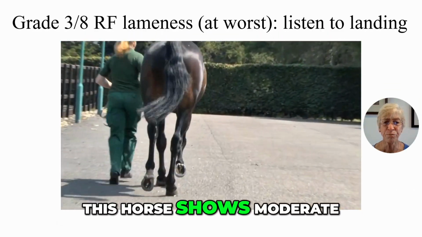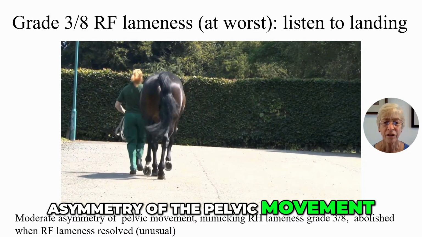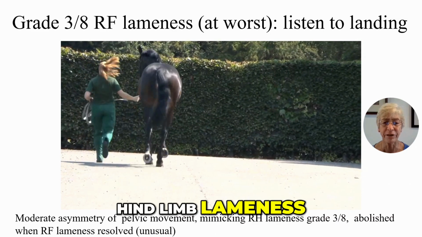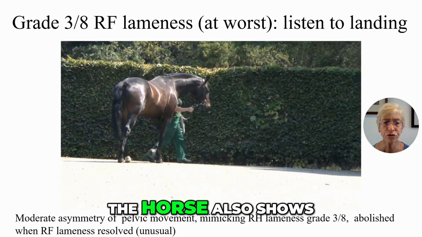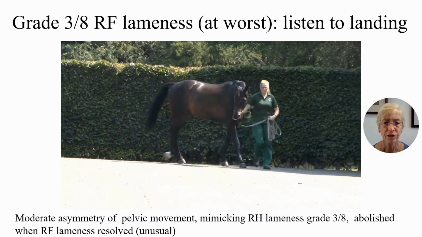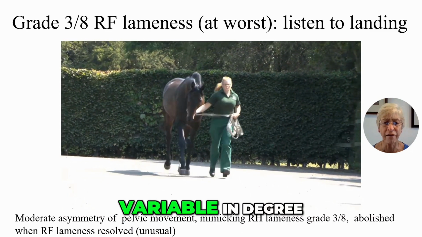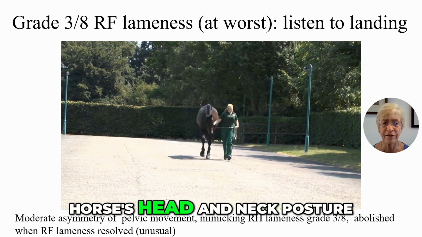This horse shows moderate asymmetry of the pelvic movement, mimicking a grade 3 out of 8 right hind limb lameness. However, the horse also shows a right forelimb lameness, which is rather variable in degree, depending somewhat upon the horse's head and neck posture.